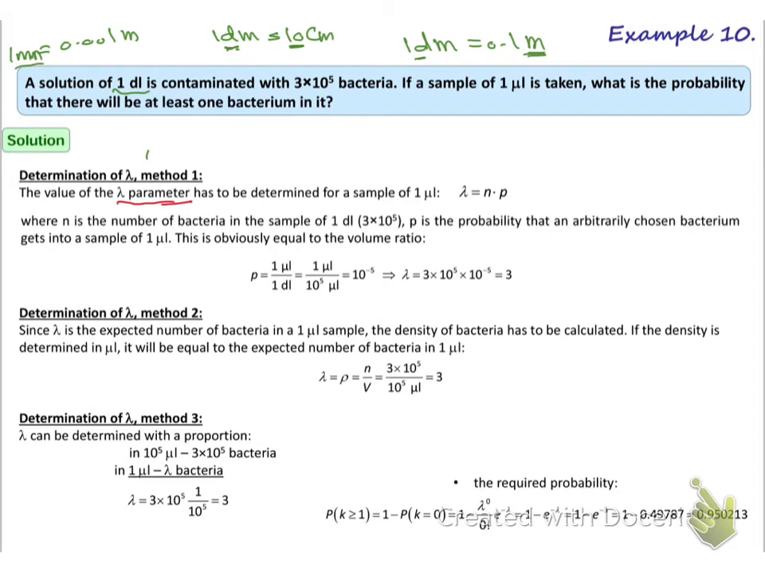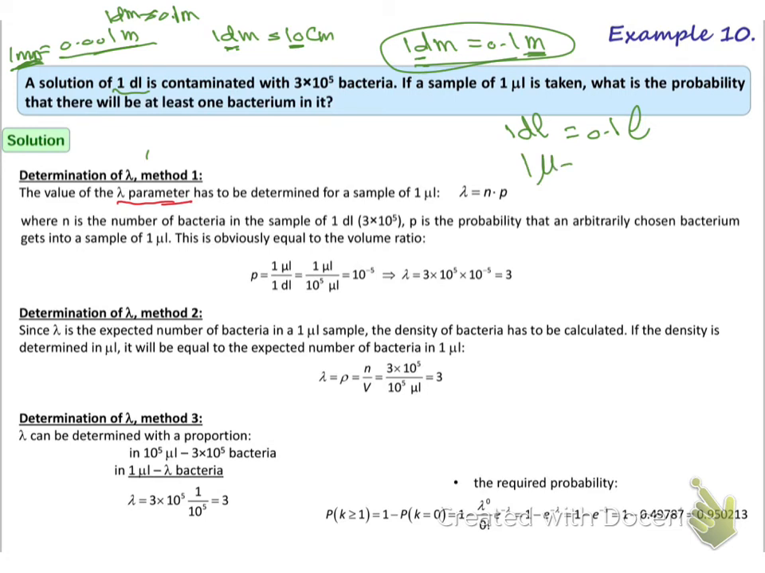1 millimeter equals 0.001 meter, but 1 decimeter equals only 0.1. Sorry for writing. So 1 decimeter equals 0.1 meter. In the same way here, 1 deciliter equals 0.1 liter. And 1 microliter, micro means 10 to the power minus 6, so 10 to the power minus 6 liter.